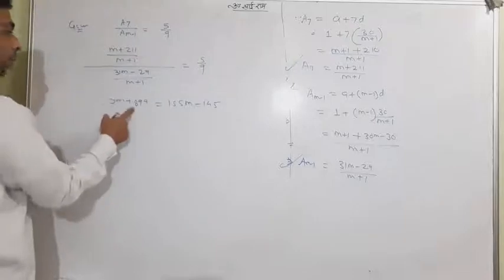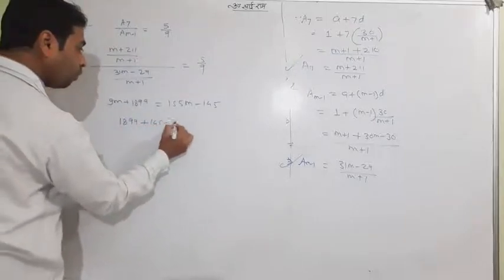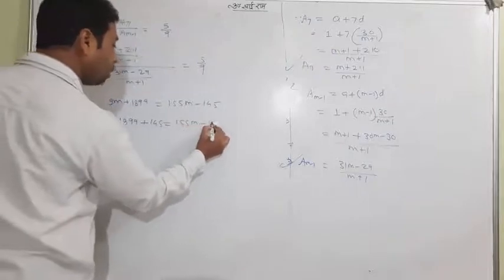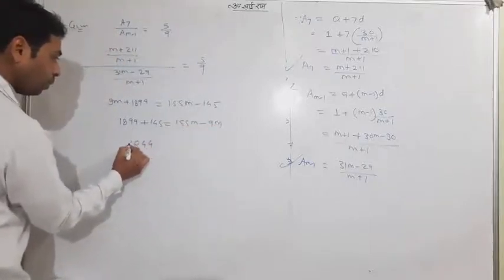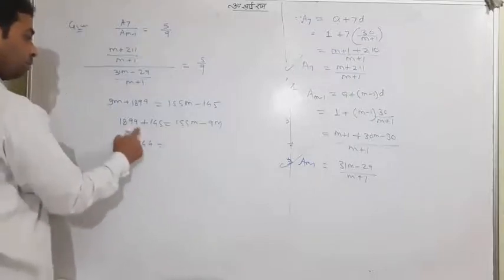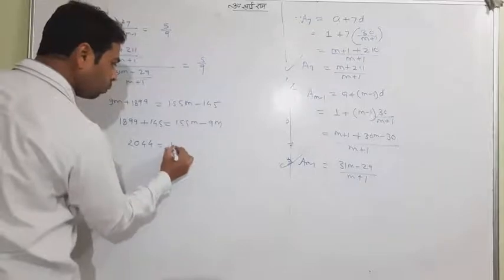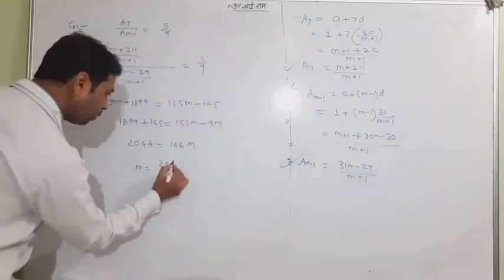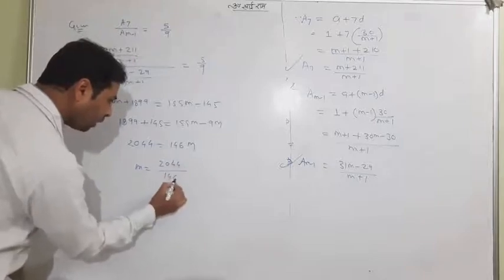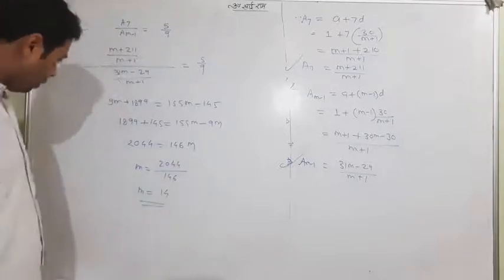So I'll transfer now: 1899 plus 145 equals 155m minus 9m. These two will be 146m. So m will be 2044 upon 146. You can cancel by 14. So m will be 14.